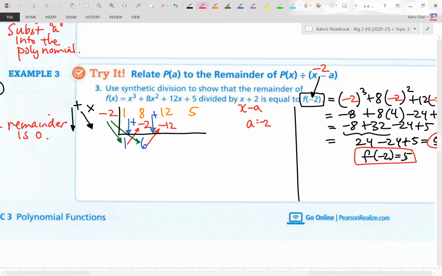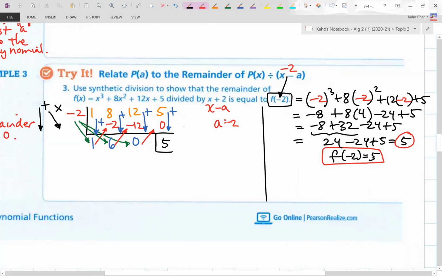Interesting. Add. 12 plus negative 2 is 0. Multiply. Negative 2 times 0 is 0. Put it into the last column. And then add for your last step there. Aha. We have a remainder of 5? That looks familiar. In fact, there it is.